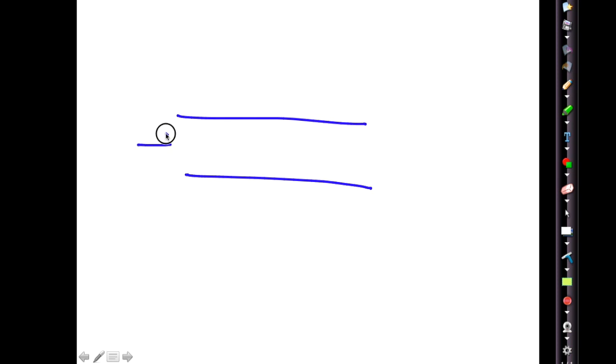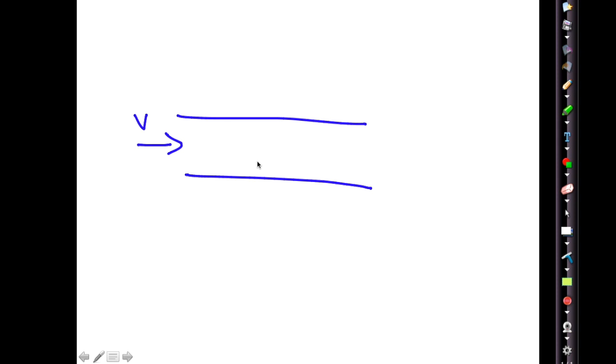Hello everybody. In today's lesson we're going to look at fluid flow through a pipe and the equation of continuity, and we're going to start our discussion with a review of the law of conservation of mass. So let's say we have a pipe and we have fluid flowing through the pipe at some velocity v.